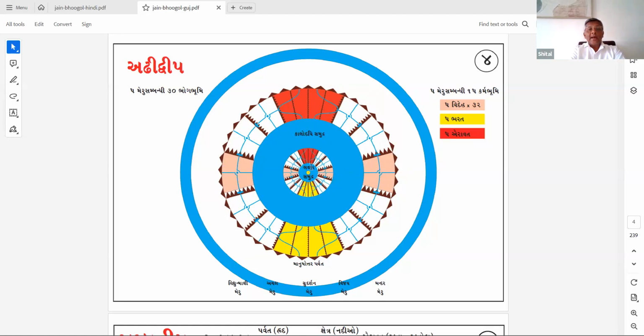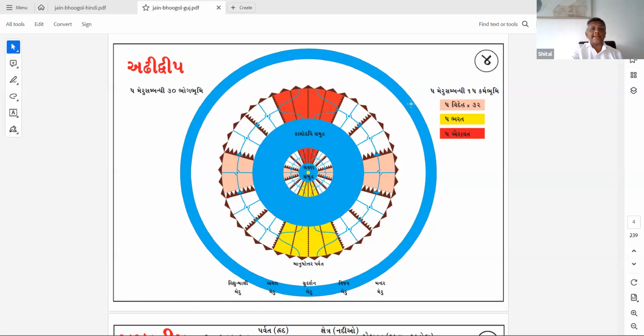So there are countless islands and countless oceans. What is the name of the last ocean, which is this ocean here? Swayambhuram Samudra. Very good. Swayambhu Raman Samudra. And what is the name of the island just immediately before it? Swayambhuram Dweep.